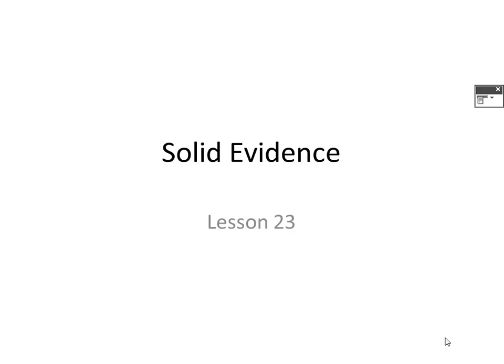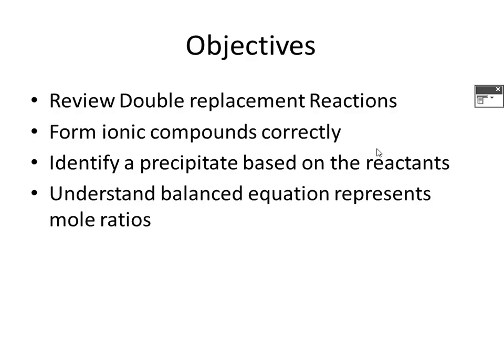In solid evidence, we should be able to review double replacement reactions. We also call them double displacement reactions. We should review forming ionic compounds correctly. We should also be able to identify a precipitate based on what the reactants are, and also understand balanced equations represent mole ratios, the coefficients that is.